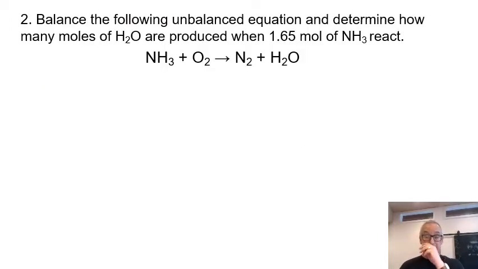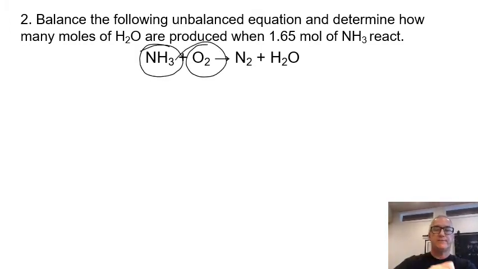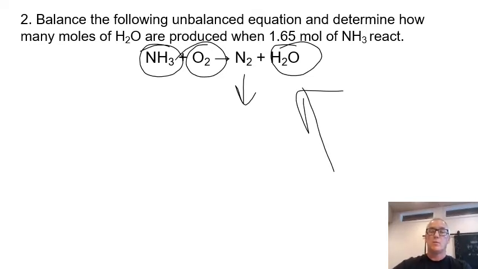Now again, this is one I'm going to be doing with the class tomorrow. So here we have ammonia and oxygen. And when you react ammonia with oxygen, you produce water and nitrogen gas. So this is not balanced. So balance this equation and then figure out how many moles of water are produced when we have this much ammonia.